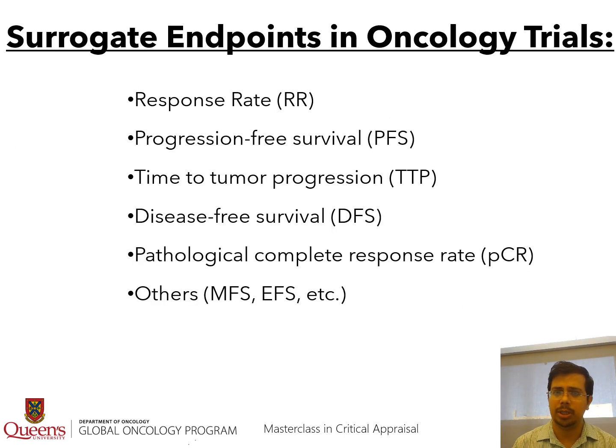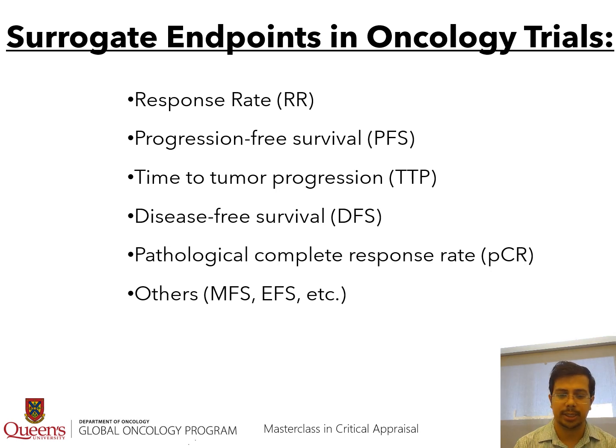So some of the commonly used endpoints in oncology trials are response rate, which is defined as the percentage of the patients that achieve a response. And response in turn is defined as a shrinkage in tumor size by at least 30% or more. I think you will have another lecture on how to define response, progression and stable disease based on the RECIST criteria. Similarly, there is something called progression-free survival, which is commonly used in oncology trials.